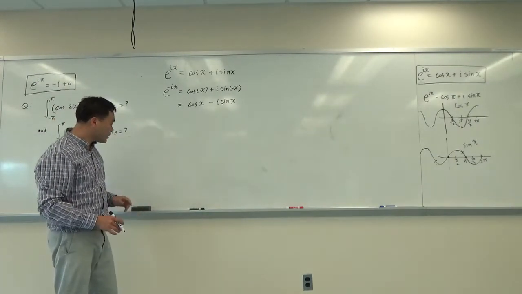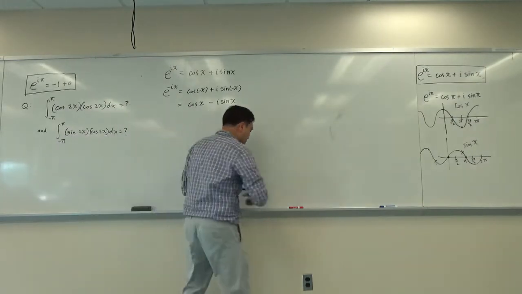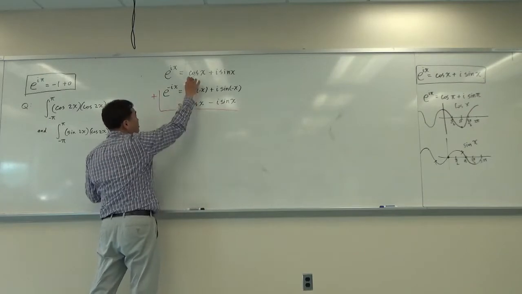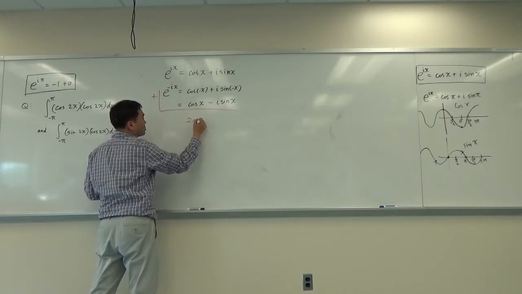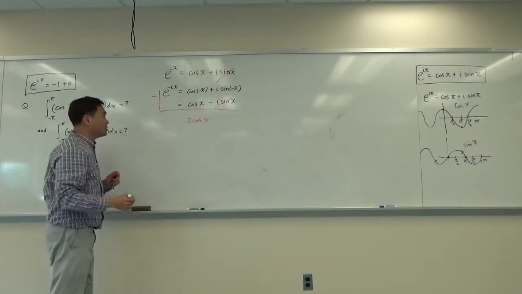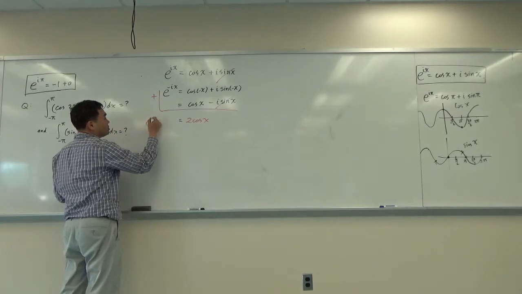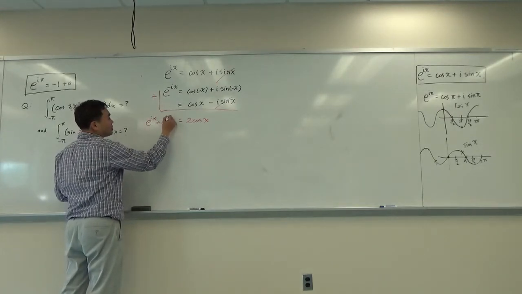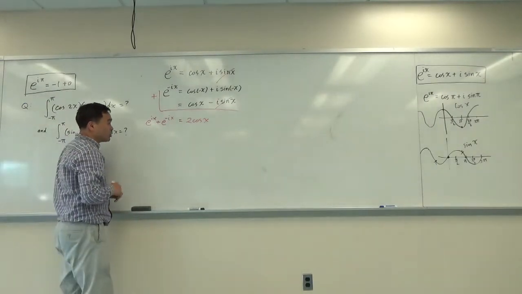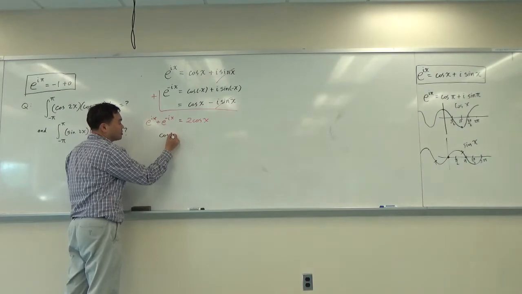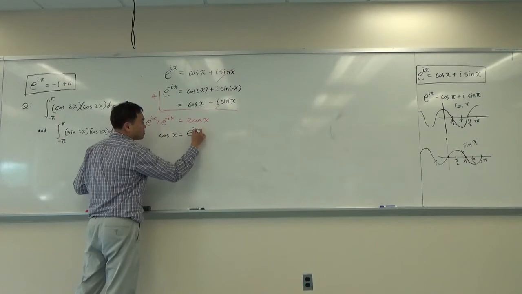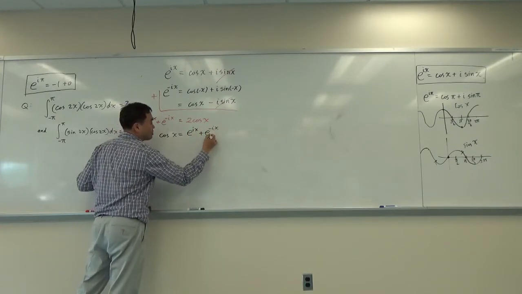Now, the reason I put this on the board is because I want to add them. And if you add them, the cosine doubles, whereas these two cancel when you add them. And on the left side, you have e to the ix plus e to the negative ix. So we have a nice representation of what cosine of x is. Cosine of x, according to Euler's identity, is e to the ix plus e to the negative ix, over 2.